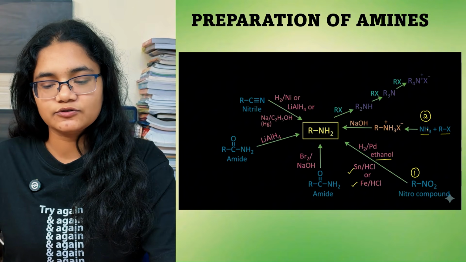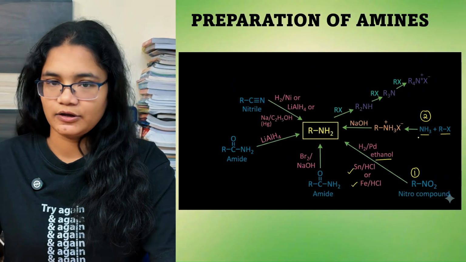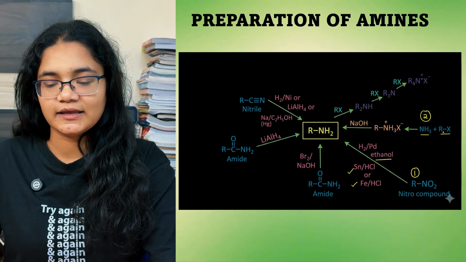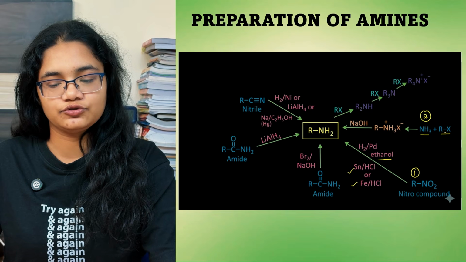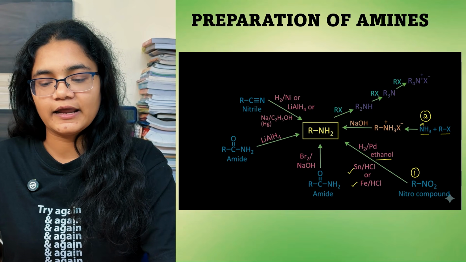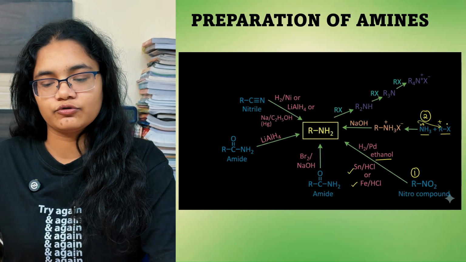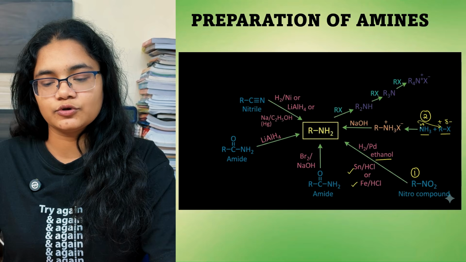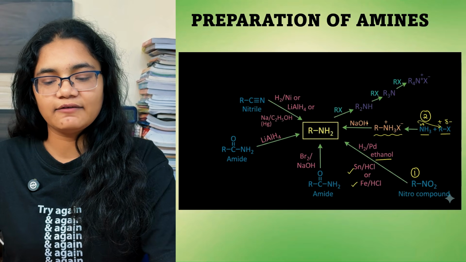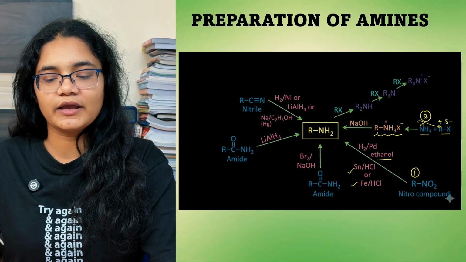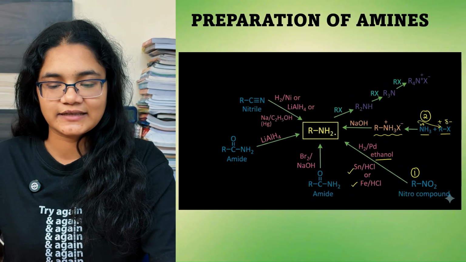So here what happens, one H from here and one X goes out. So you can basically think that this X is replaced with NH2 group. So first of all, NH3 has a lone pair of electrons, so it acts on this R group because R is electropositive, X is delta minus. So you get a salt like this, and then when you treat it with NaOH, you get RNH2. Okay, that is the second method.